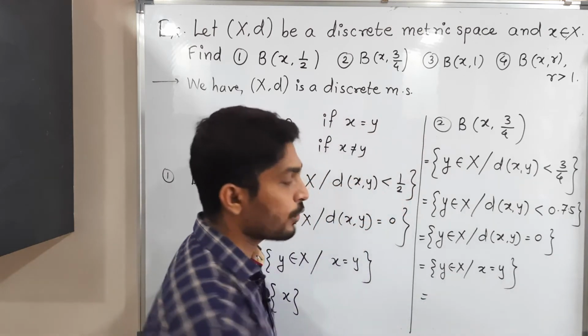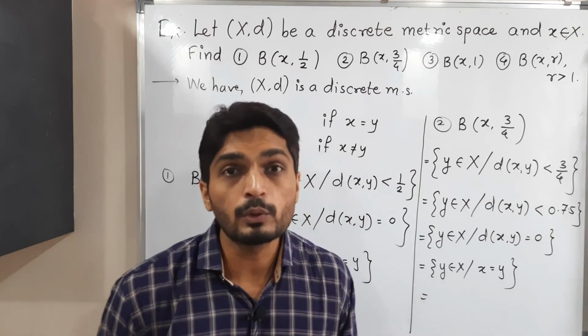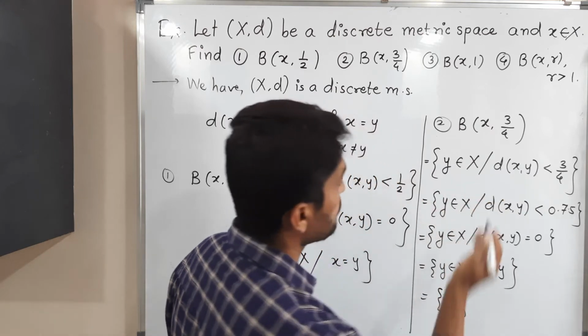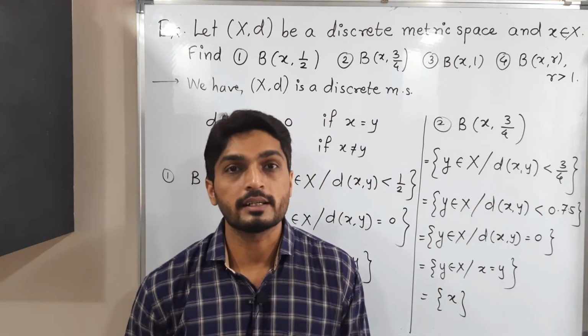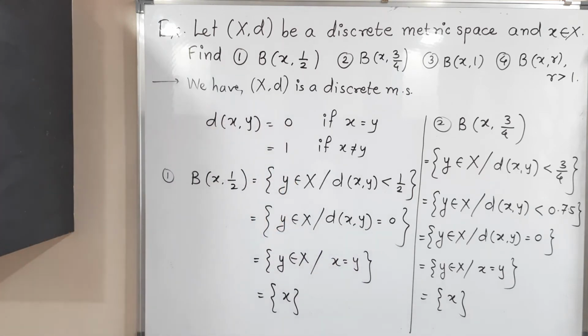So it contains all points of x which are equal to x. That is nothing but singleton x. So that means in both cases, in both examples, we have got open balls are nothing but singleton set x. Okay, so make a screenshot of it, and after that we will go for the remaining two sub questions of this problem.